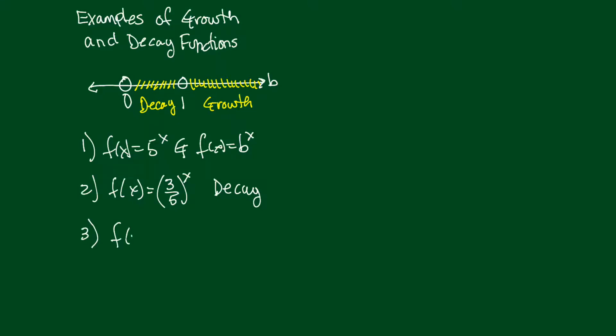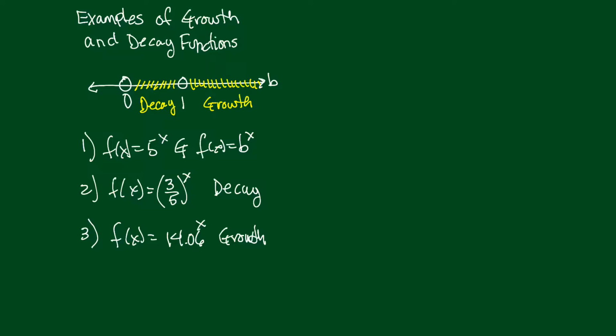Let's try this one. How about f of x equals, say, 14.06 to the x? What do you think, growth or decay? Yeah, me too. I'm thinking growth because what do you know? Here's the basic form. Constant to a variable. That's what I got here. A constant to a variable. And the constant is bigger than 1, so this is a growth function.